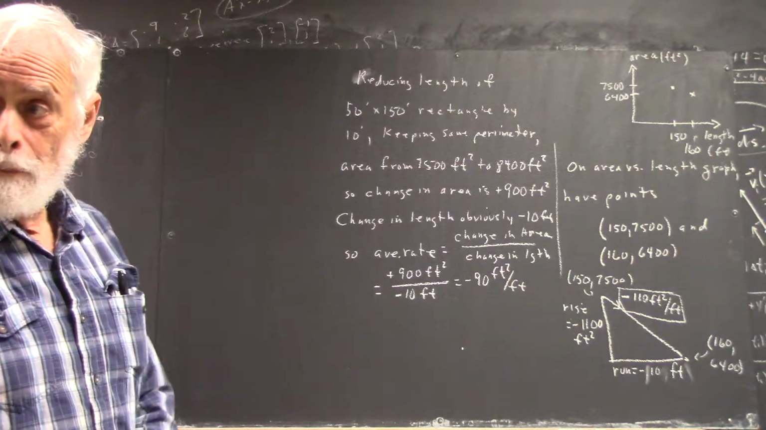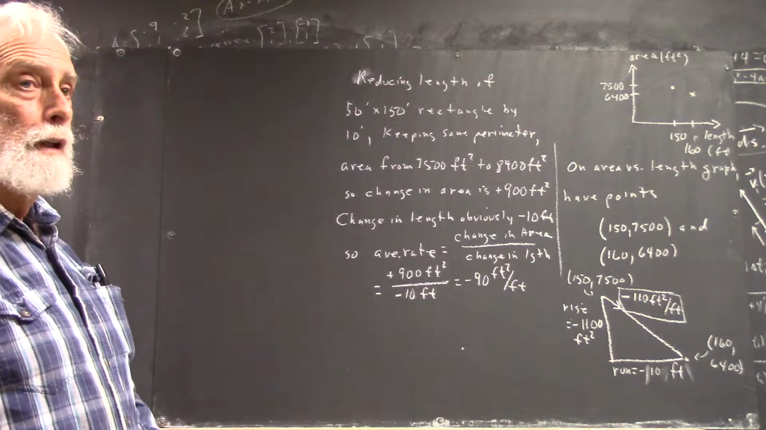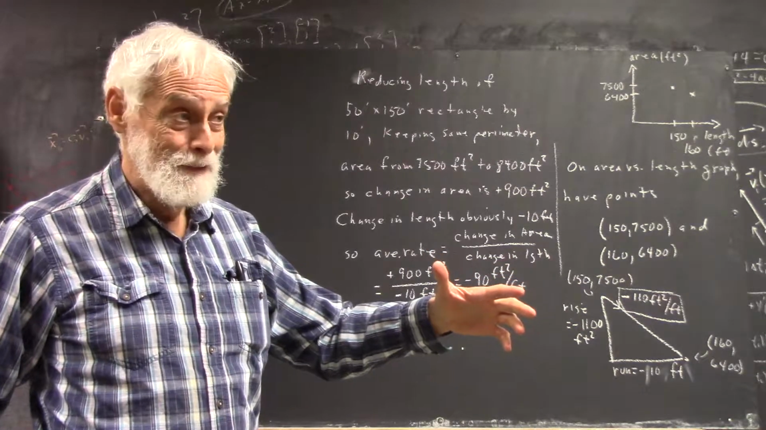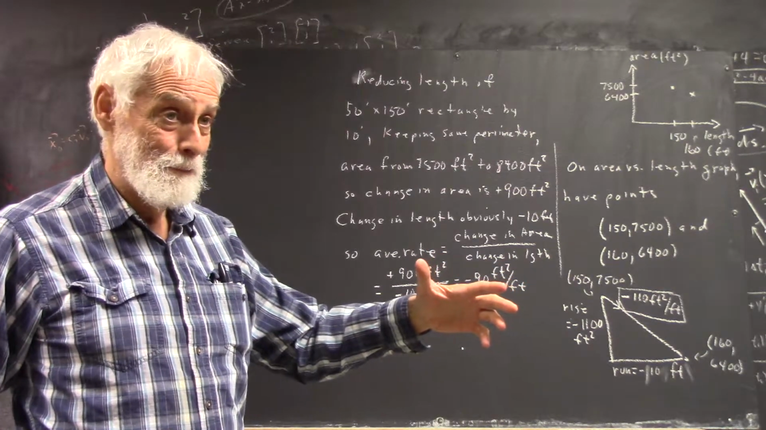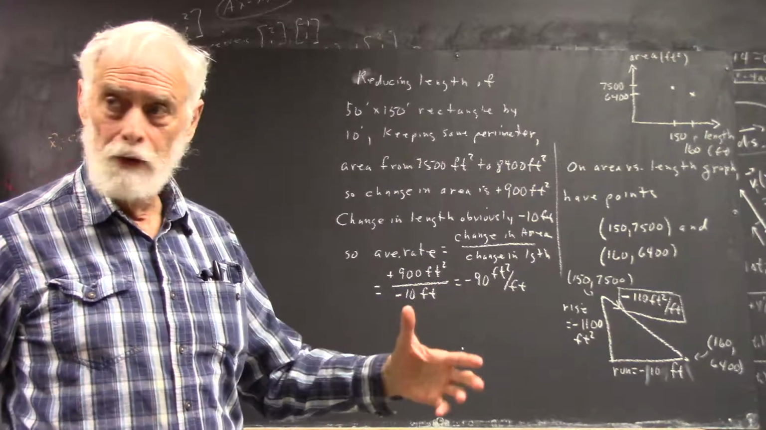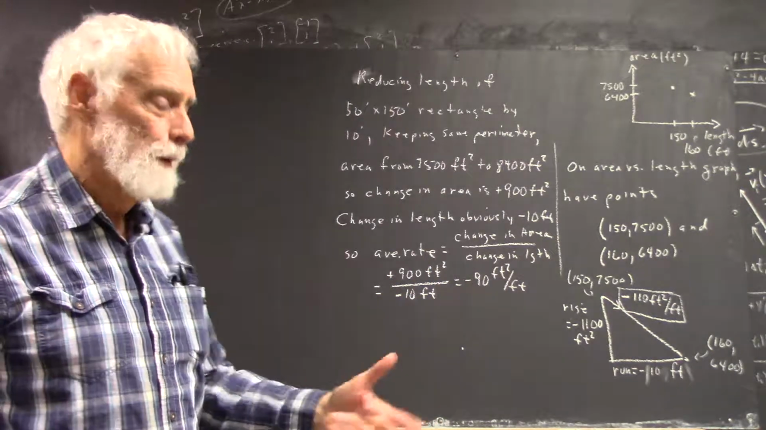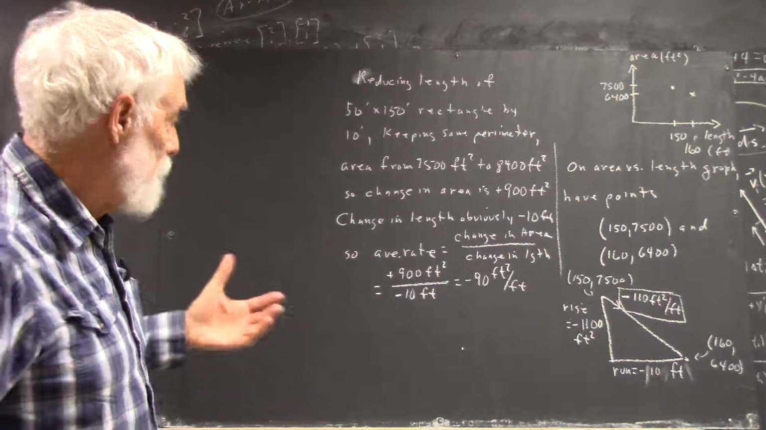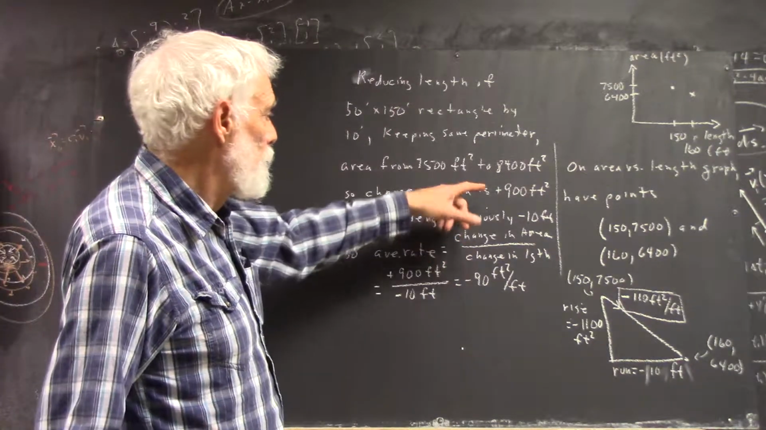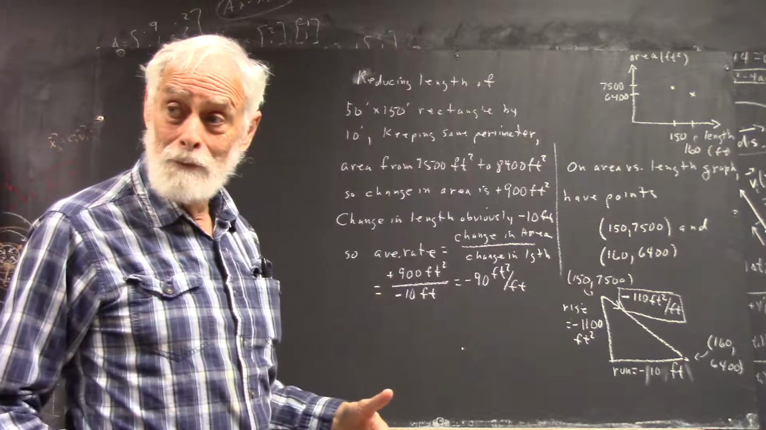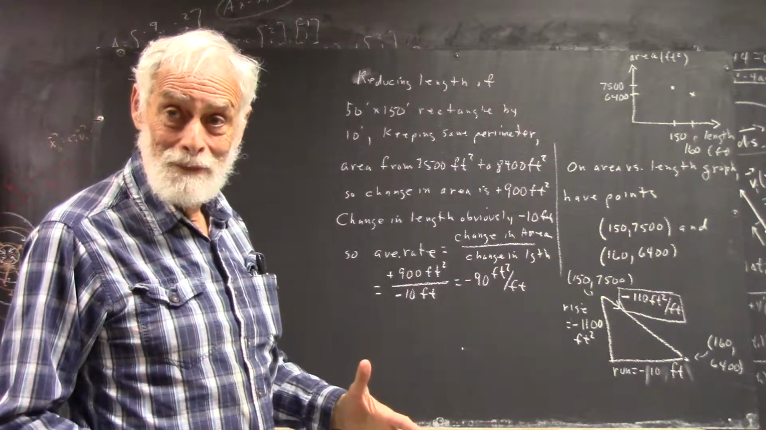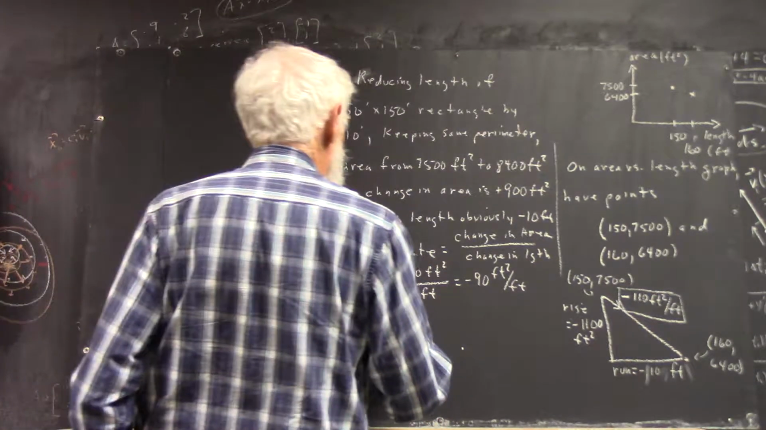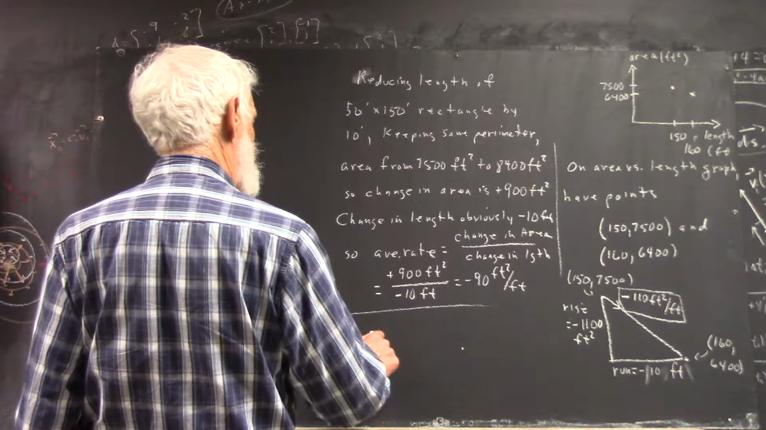Now it's maybe a little counterintuitive because your area went up when you reduced the length, okay? So it seems like the area is increasing. Why should the rate be negative? Well, it's because you decreased the length. Okay, if you had increased the length from 140 feet to 150 feet, your area would have gone down by 900 square feet. And you can see this by doing the fundamental triangle.